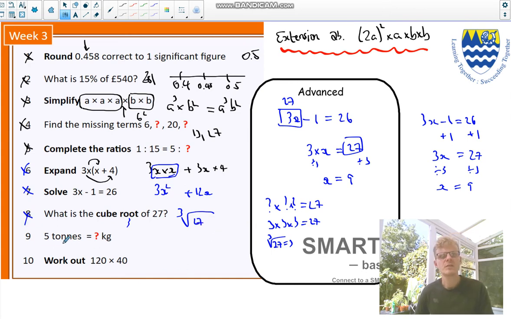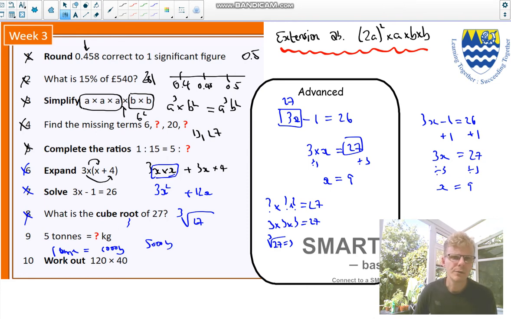Question 9, tons to kilograms. Well, let's write out what we know. So 1 ton equals 1,000 kilograms. Okay, so we've got 5 tons. That's 5 times as much. It's exactly the same as the ratio question we did earlier. It's in the same proportion. So that's going to be 5,000 kilograms.